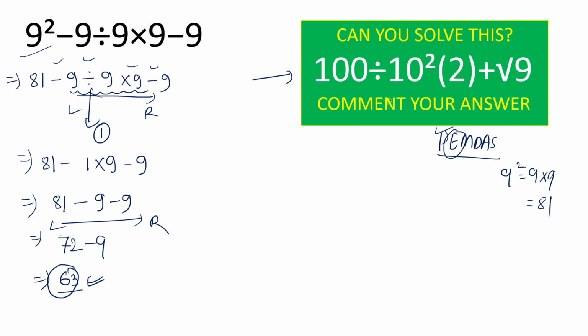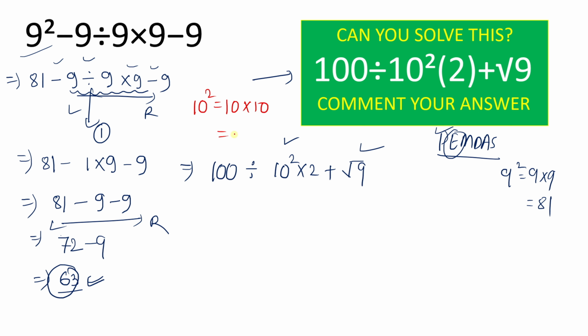Moving to the next question, we have 100 divided by 10 square times 2 plus root over 9. Now we have two exponent parts. The first one is 10 square, which is nothing but 10 times 10, which equals 100. So we can simply write 100 in place of 10 square, and here root over 9, which is nothing but 3. So we can simplify our equation by putting these simple values.